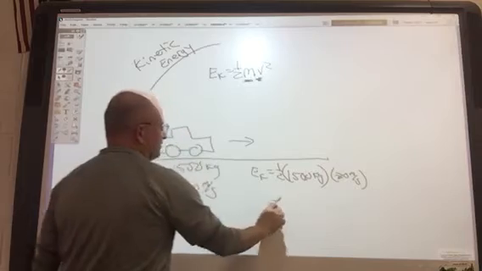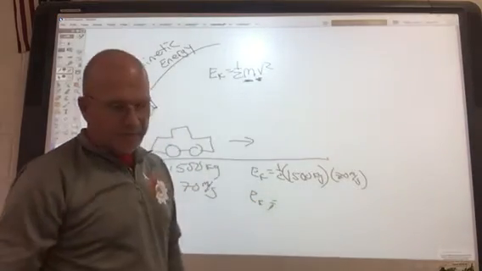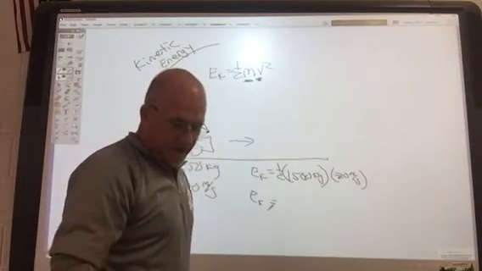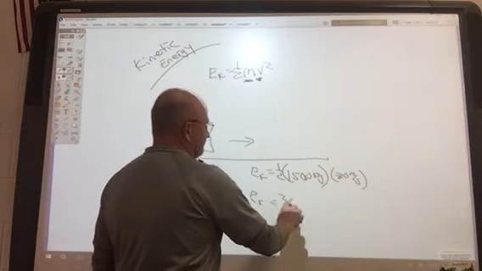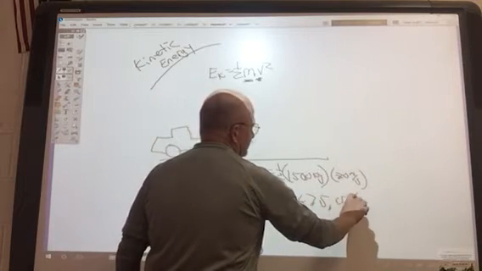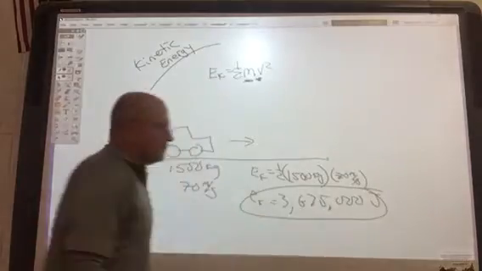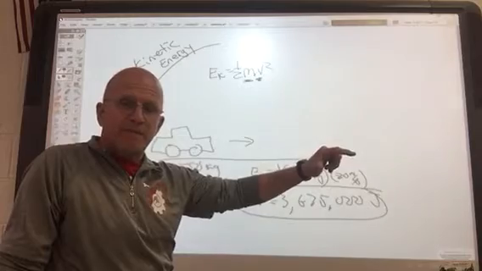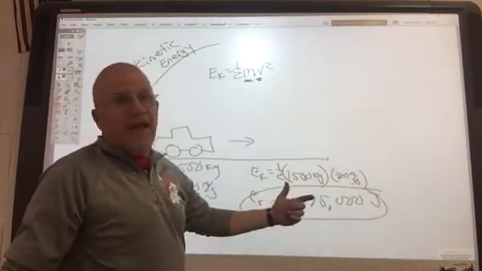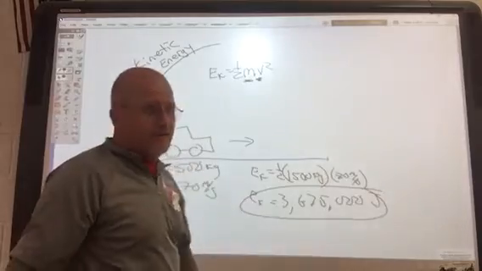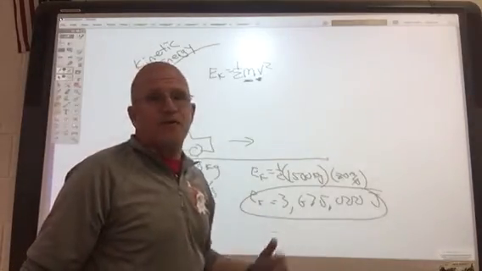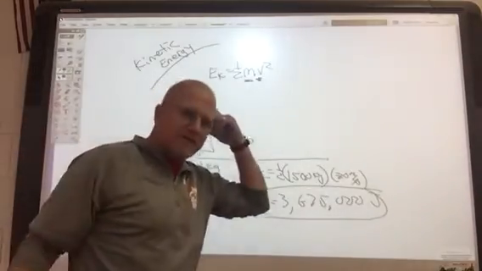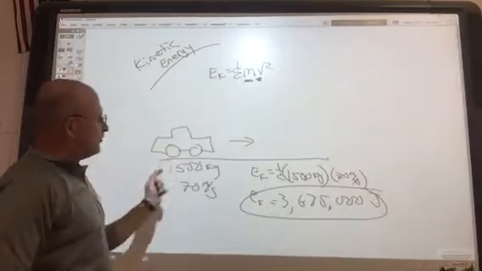When I do my math, it's not that difficult. I see that I have 3,675,000 joules of energy. That's how much kinetic energy the car has while it's moving. That has to mean that it had that much potential energy before it started moving. It also means that it had that much work done to it for it to move that fast. Just think about it in those terms. Don't get overwhelmed with it. It's a pretty simple formula.